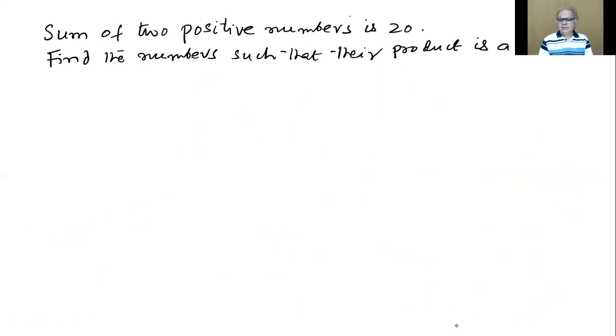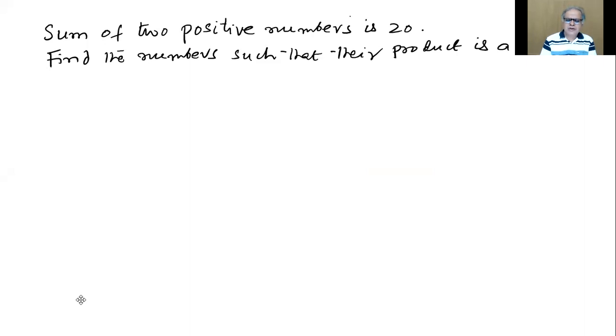Ganesh, read the question. Sum of two positive numbers is 20. Find numbers such that their product is a maximum. Previously I've given you a function directly. Now, a very simple question, but we need to frame our function.